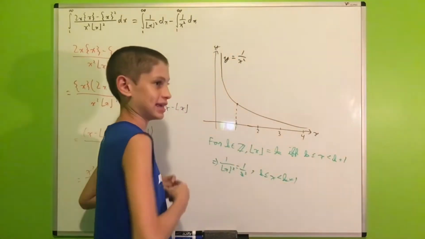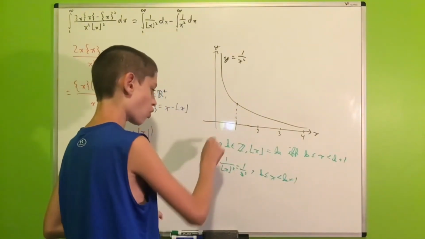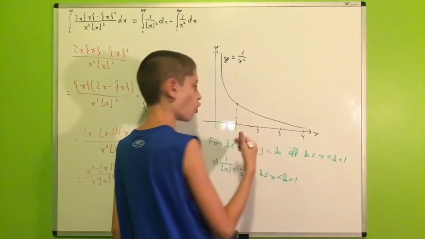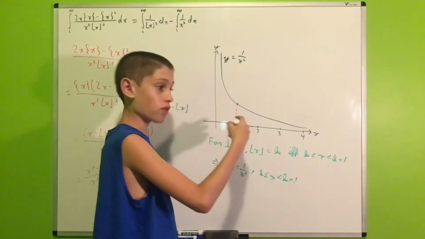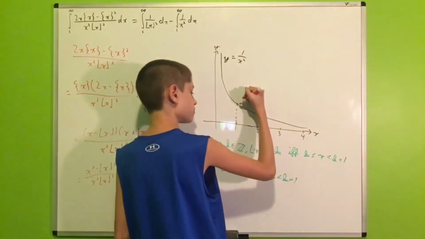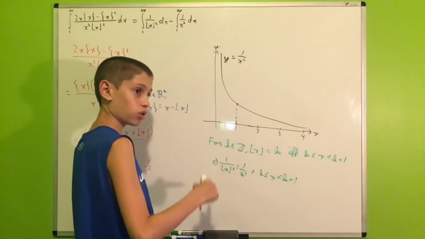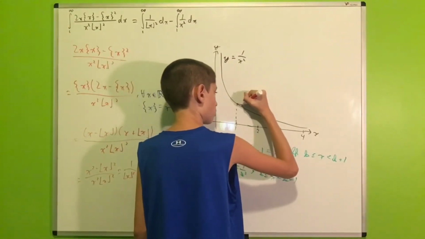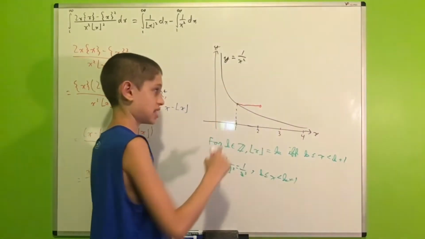Which means if, for example, the floor of x is 1, then 1 over the floor of x squared will be exactly 1 over 1 squared, which is 1. Therefore, using this, we can sketch the graph of 1 over the floor of x squared. So for 1, as I said earlier, if the floor of x is 1, then 1 over the floor of x squared will be 1 over 1 squared. If we let our function be f of x, then this is f of 1.